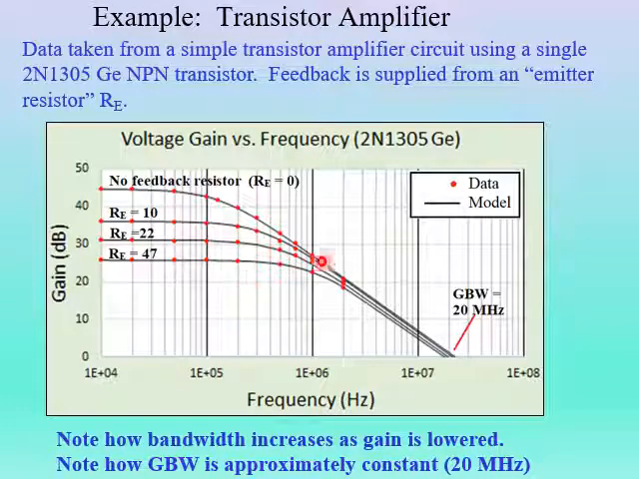And you can see that in the model here, which fits the data very well. The models all extrapolate down here to 0 decibels. Remember, that's where the gain bandwidth product is read, and that's around 20 megahertz. And you can see all 4 of these experiments resulted in very similar gain bandwidth products, around 20 megahertz.